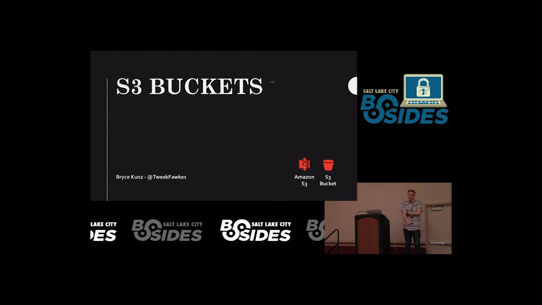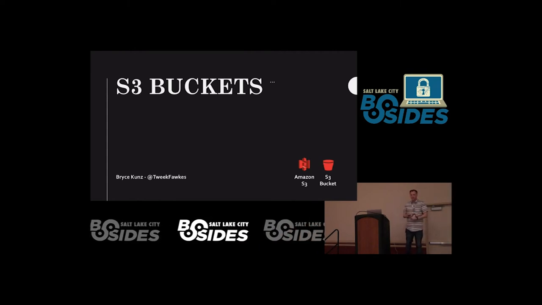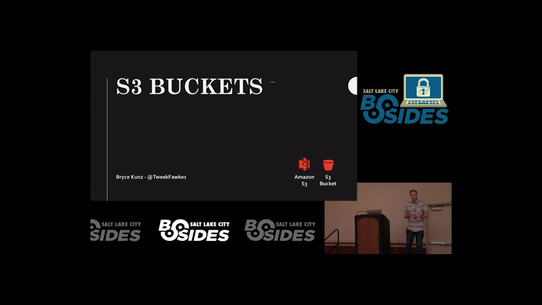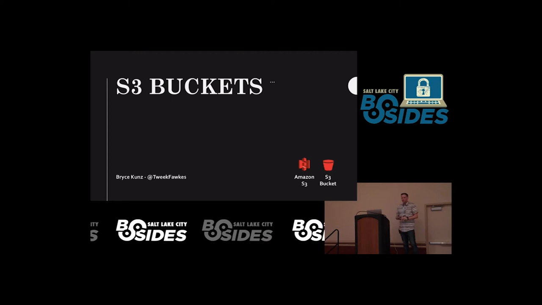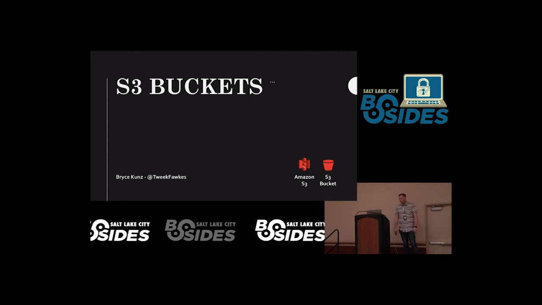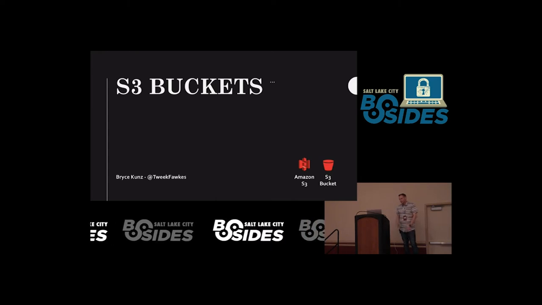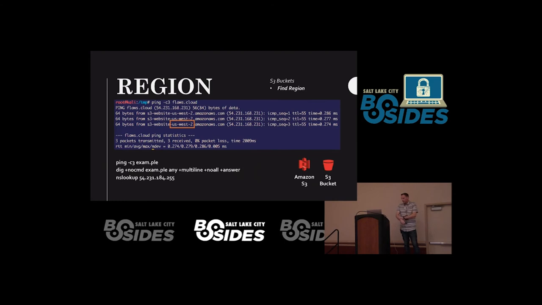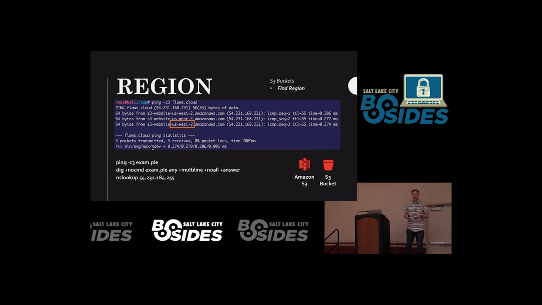So S3 buckets, this is where you store files in Amazon. So you store images, you store static content, maybe you back up files, maybe you created your own OS image, then you upload it to S3 so then you could launch it as an instance. So anytime you want persistent long-term storage, you might use an S3 bucket. So some people actually host websites straight off of S3 buckets.